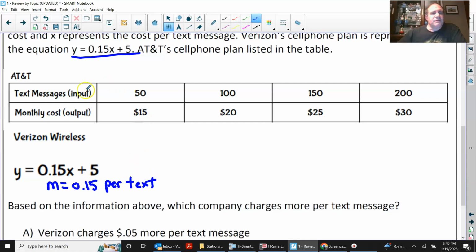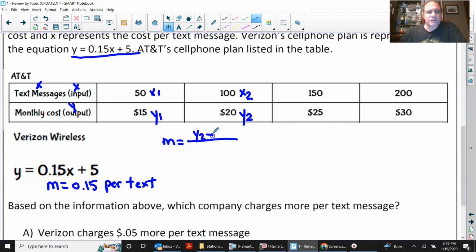Every time you see a table, this is your input. Input is your X. The output is the Y. So every single time a table is listed, that is a horizontal table. The X should be on the top. That's the input. And then the Y should be on the bottom part. That is the output. All right. So this is going to be my X1. This is going to be my Y1. This is going to be my X2. This is going to be my Y2. Just be careful with that because this is a horizontal table.